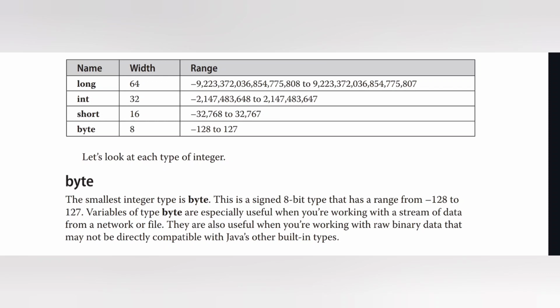So this is the picture representation. This is about integers. We have byte and its range and width. If you want to learn what this byte thing is, that is the smallest integer type. The paragraph is there, you can pause the video and read.